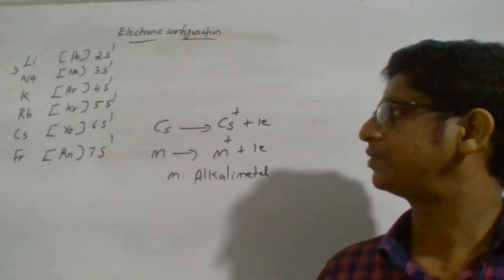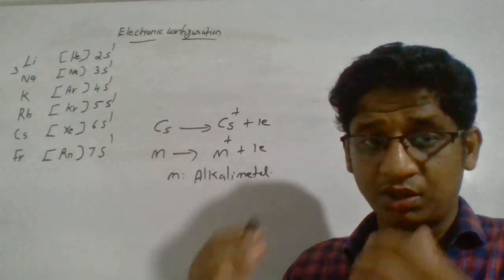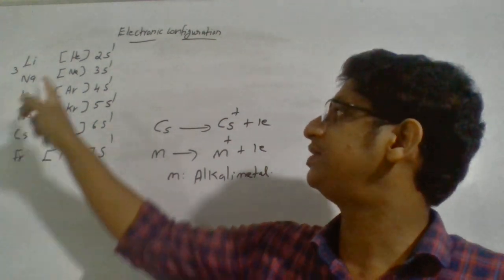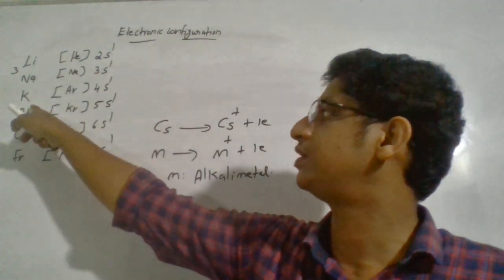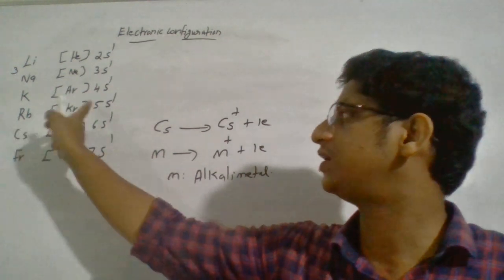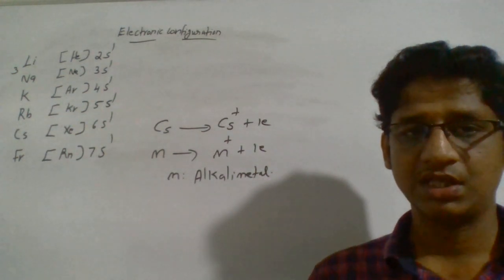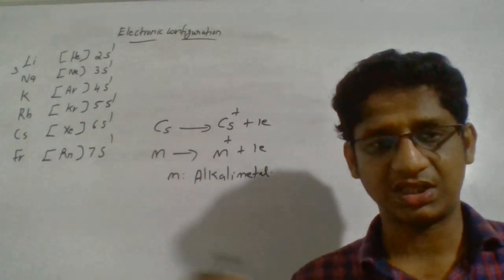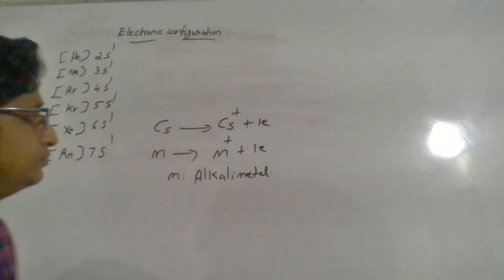As we move from top to bottom, you can see the outermost electron is present in the next possible energy level. In lithium it is 2s1, sodium 3s1, potassium 4s1, rubidium 5s1, cesium 6s1, francium 7s1. So if you write this electronic configuration, it tells almost the whole story about the alkali metals.